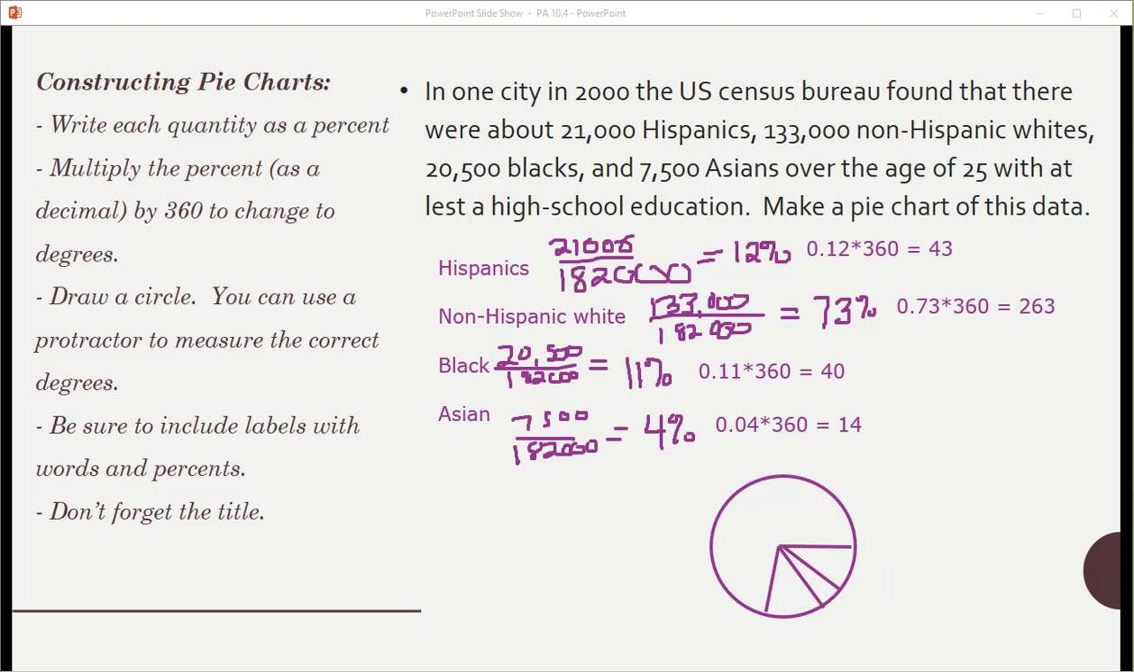You would also want to label them. This is, we said, non-Hispanic white, which the percent was 73%. Then you may have to put them on the side if you're not having enough room. This one was the black, which was 11%. Down here was Hispanic, which we said was 12%. And this one we said was the Asian at 4%.